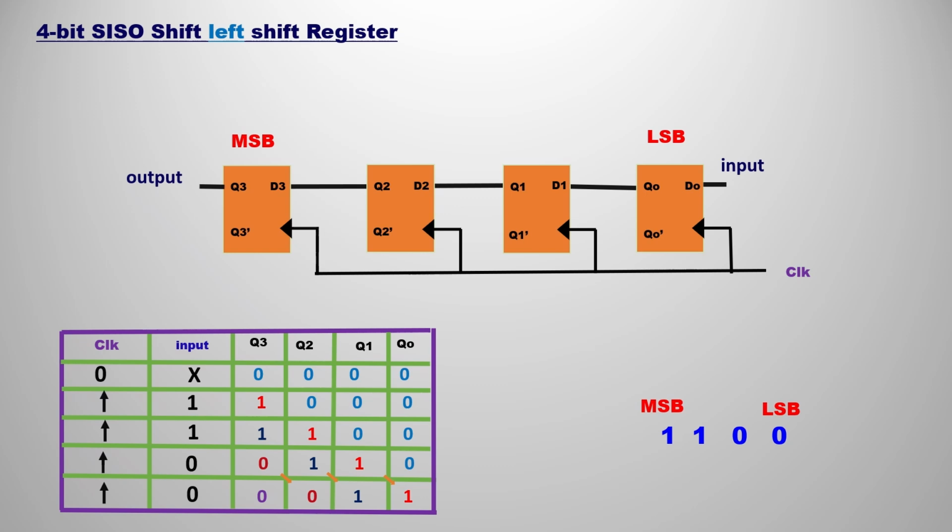In this, for example, I am going to insert 1100. If you observe clock, input, Q3, Q2, Q1, Q0, I had. Just start inserting from the right side, and move towards the left side. So this is the left shift register.